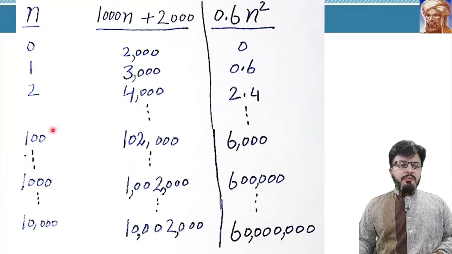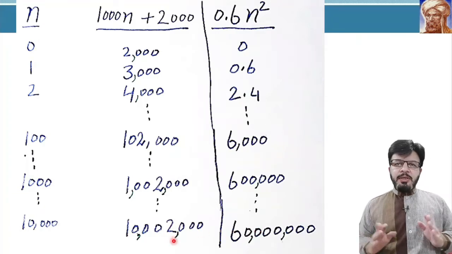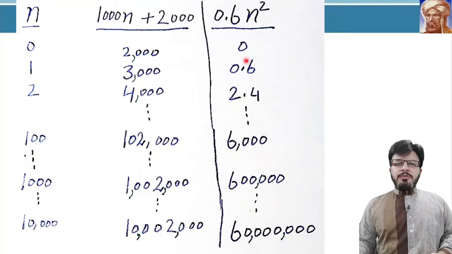So now take the value of n 10,000. When we put 10,000 over here, we will get this number, that is 10,002,000. While when we put this value over here, that is 10,000, we will get a value that is 60 million. Now compare these two values. You can see the 60 million is much greater as compared to 10 million. Here the difference is about 50 million. Once again, we have concluded that this function will beat this function asymptotically.